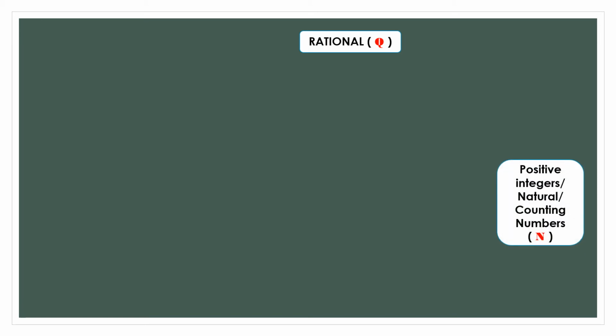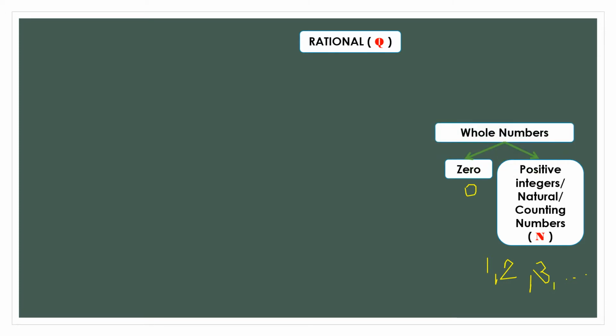Let us first talk about rational numbers. Rational numbers are denoted by letter Q. Let us start with positive integers, also known as natural numbers or counting numbers. They are denoted by letter N. These are 1, 2, 3, and so on. We also know 0. If we're going to combine 0 and the positive integers, we can form what we call whole numbers.